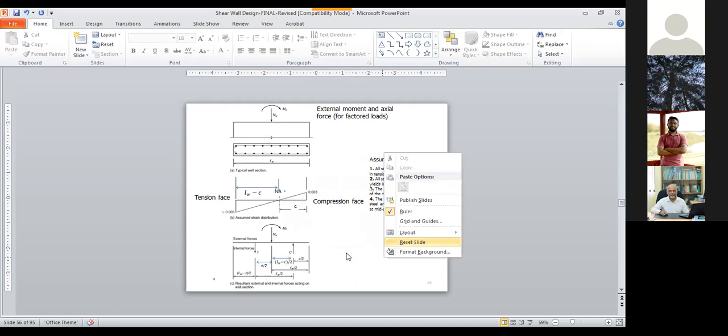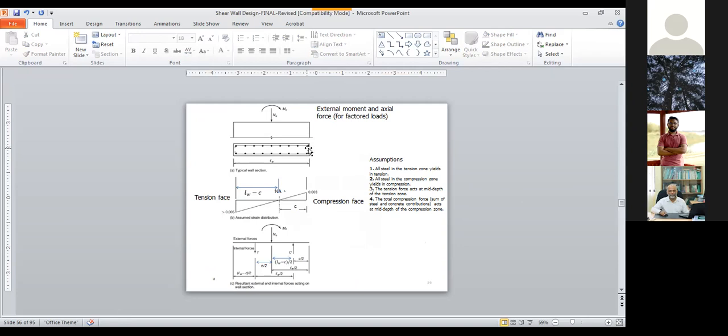This is the section you can see here. This is your section of the wall, and this is your moment. Your axial force is coming here, and this is Lw, the length of the shear wall, with uniform reinforcement here, no boundary zone. Due to this moment, you have a little bit of tension here and compression at this face, and you can see the strain distribution here.